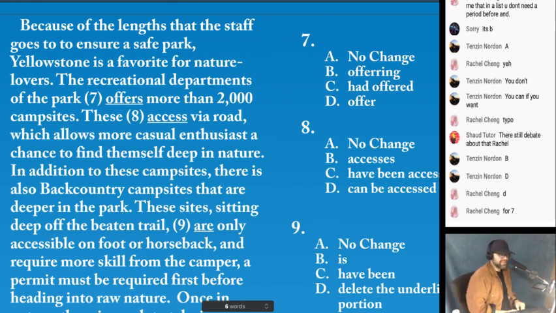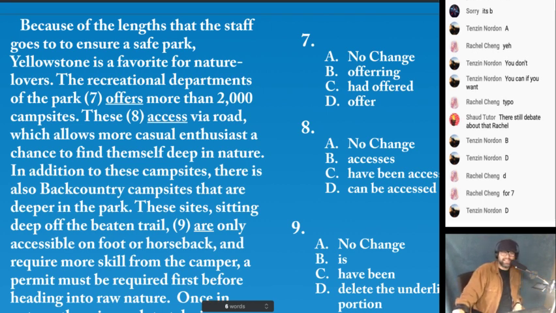Because they can be accessed. It's not that the campsites are accessing anything. So that's why 8 is D. Home stretch, bros. Home stretch. Yeah, exactly. That's exactly it, Rachel.